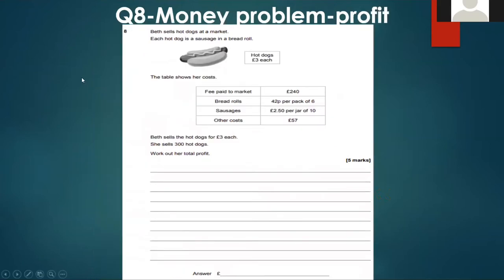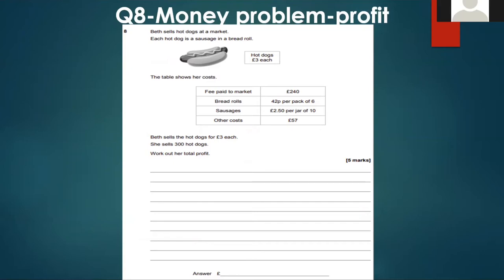Then it says Beth sells hot dogs at a market. Each hot dog is a sausage in a bread roll. The table shows her costs. Beth sells the hot dogs for £3 each. She sells 300 hot dogs. Work out her total profit.